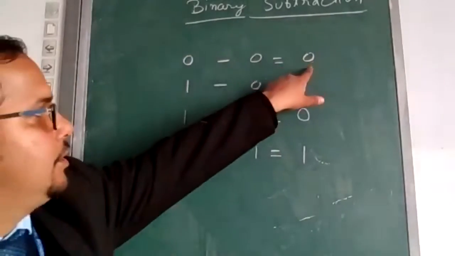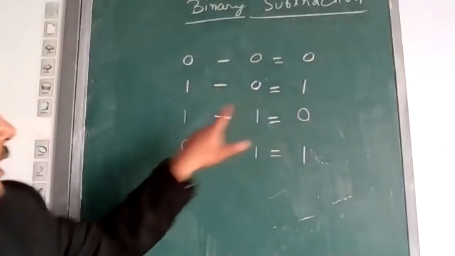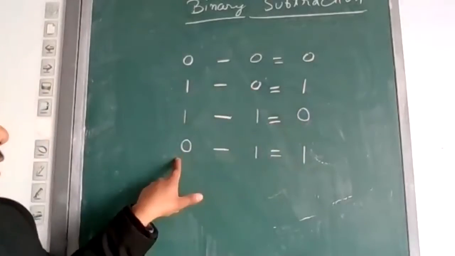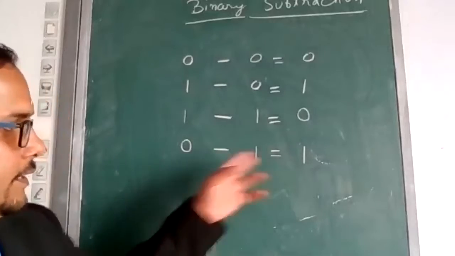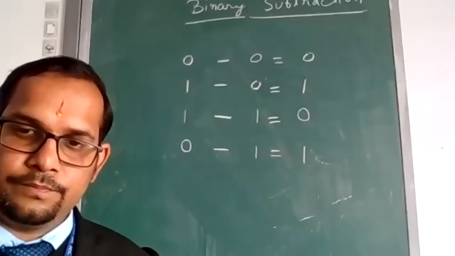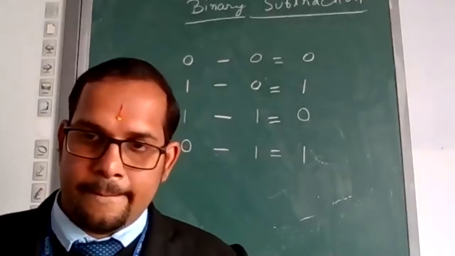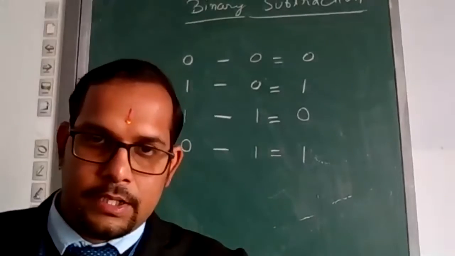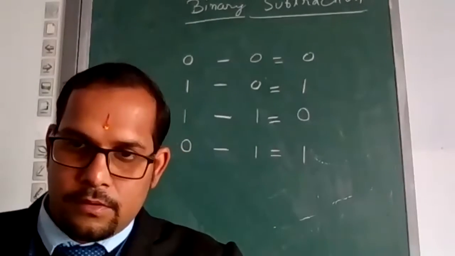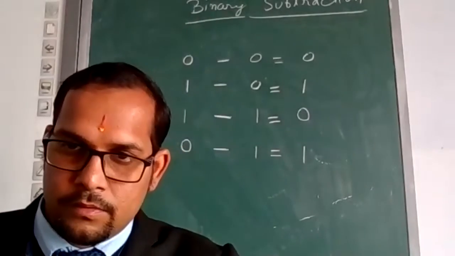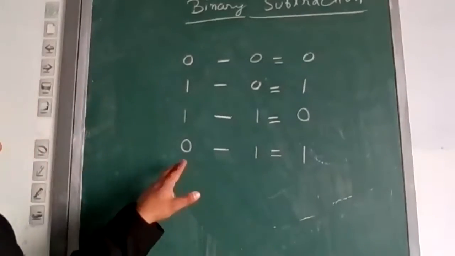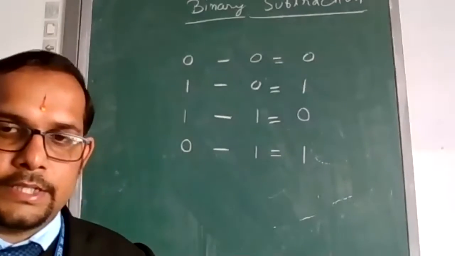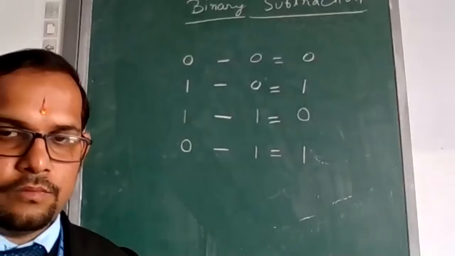0 minus 0, that is 0. 1 minus 0, that means 1. 1 minus 1, 0. 0 minus 1, in math, it is equal to minus 1. But here it is 1. Anybody knows? Write your answer. I think nobody knows how we get 0 minus 1, that is 1.